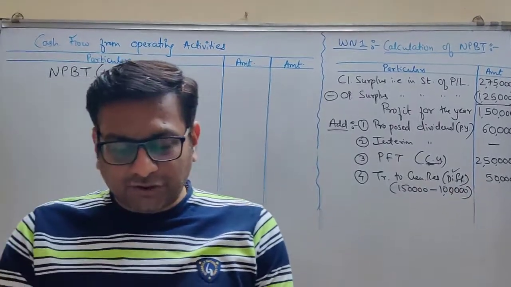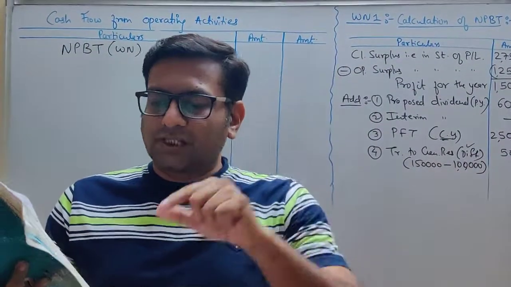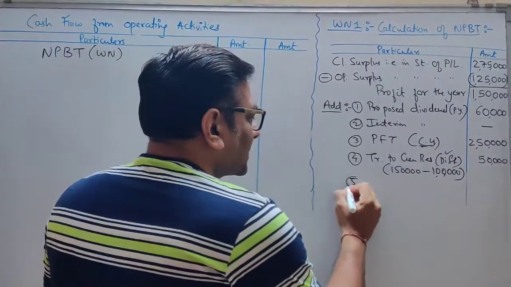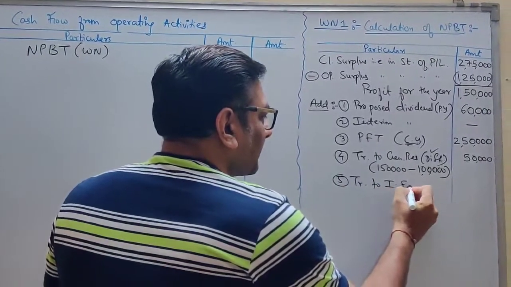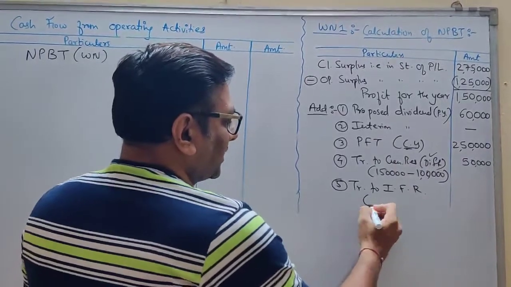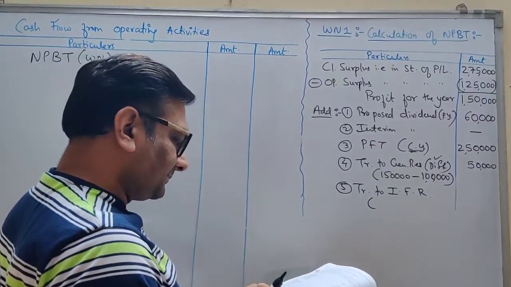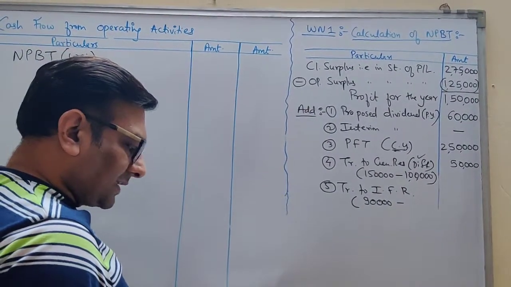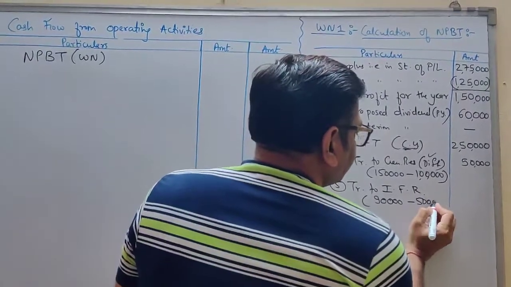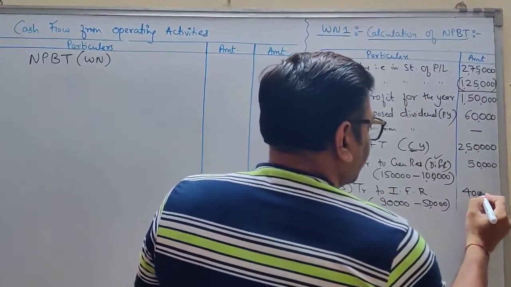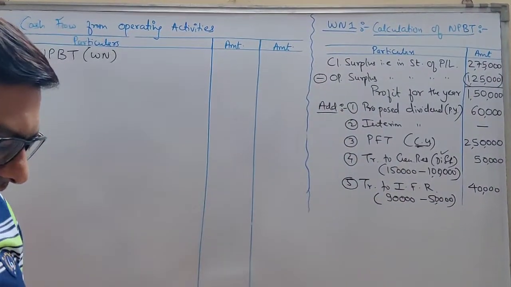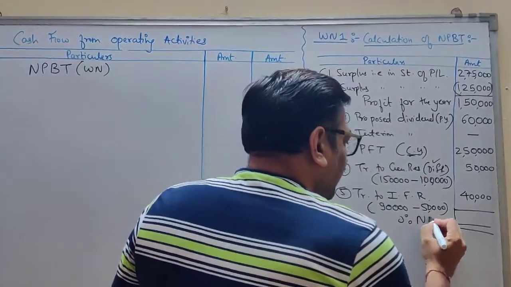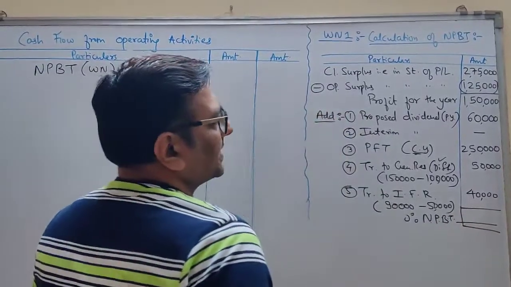Now one more reserve is given, students. Check note number 2, second item under reserves and surplus: IFR, investment fluctuation reserve. In this also there is a transfer given. Transfer to IFR, investment fluctuation reserve. Closing balance is 90,000 minus opening balance of 50,000. So the transferred amount is 40,000. Done. So we are done with the working.